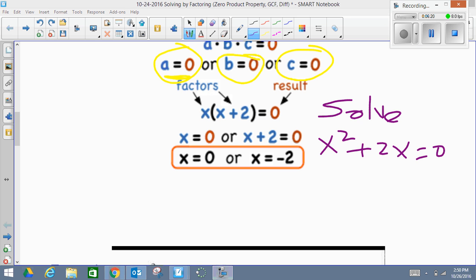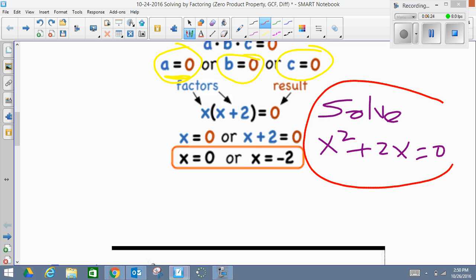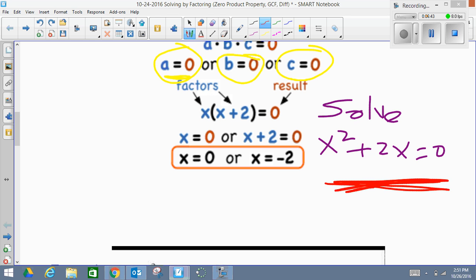But first, you're going to have a problem like this, like what I did right here in purple. And they're going to ask you to solve that equation, an equation, not a function. So solve that equation. And you're going to have x squared plus 2x equals 0. The whole idea is to find the values of x. What values of x satisfy that equation? How do we do that?